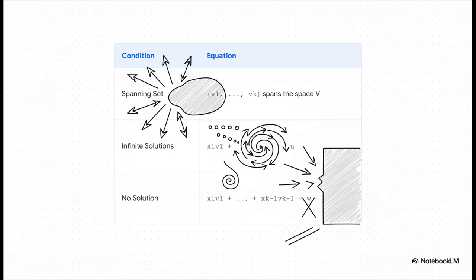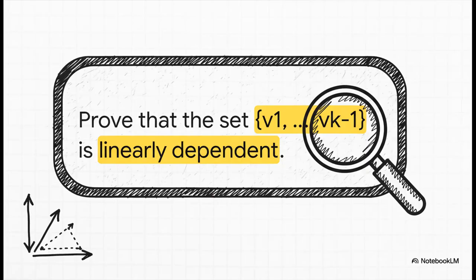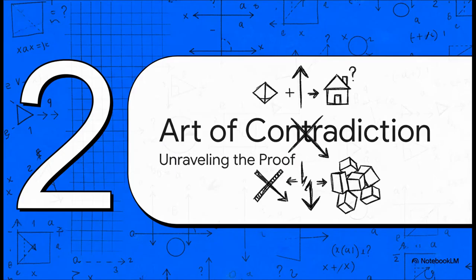But then, for our third clue, if we just take away one vector, vk, suddenly we can't create a different vector w at all. There's just no solution. These three facts are all we have to work with. And here is our mission. We have to use those three clues to prove that the smaller set of vectors, the one that couldn't build the vector w, is linearly dependent. All that really means is we have to show that there's some kind of redundancy, some overlap within that smaller set. So how in the world do we prove this?